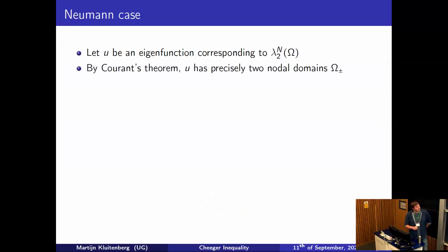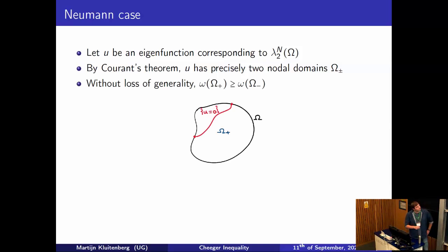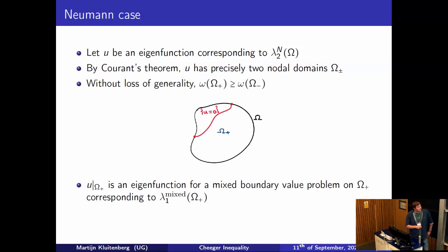It has exactly 2 nodal domains because it has less than 2 by Courant's theorem, and more than 2 because it has to vanish somewhere to be orthogonal to a constant. So roughly speaking, we have a picture that looks like this. Here's the nodal line. Here's omega plus. And now if I take the restriction of the Neumann eigenfunction to this, it satisfies a mixed problem as we saw in the talk yesterday. So this u restricted to the nodal domain is an eigenfunction for the mixed problem.